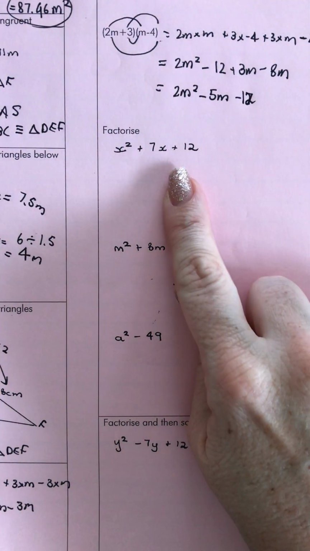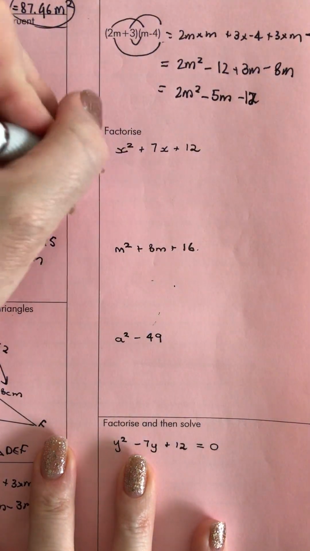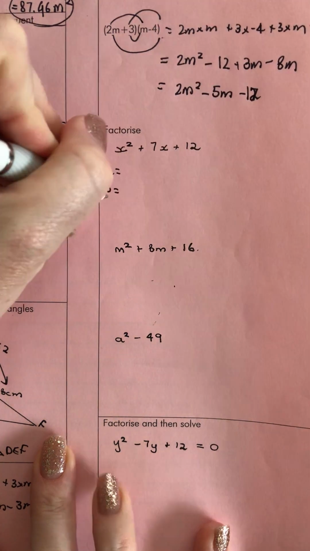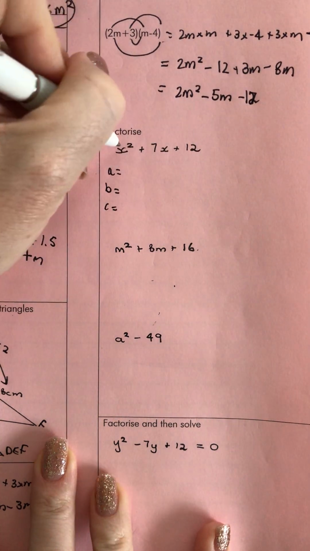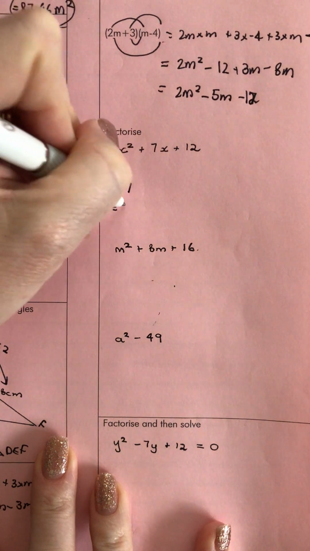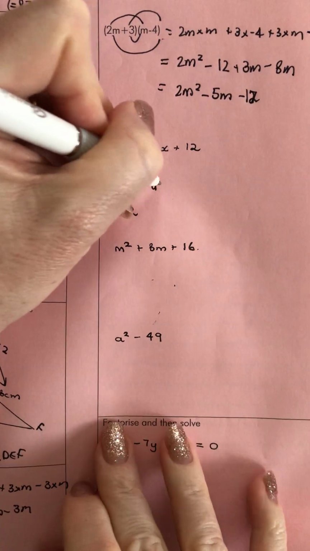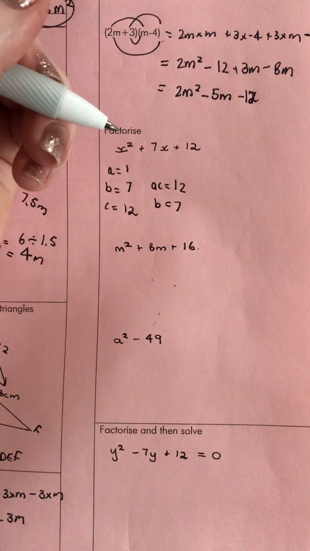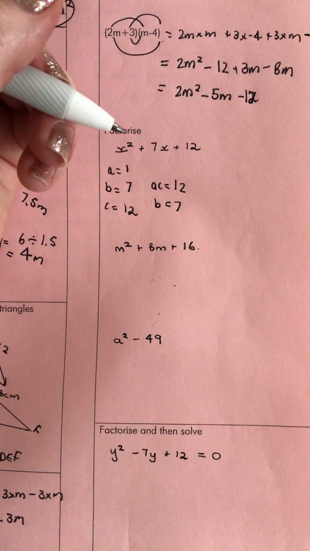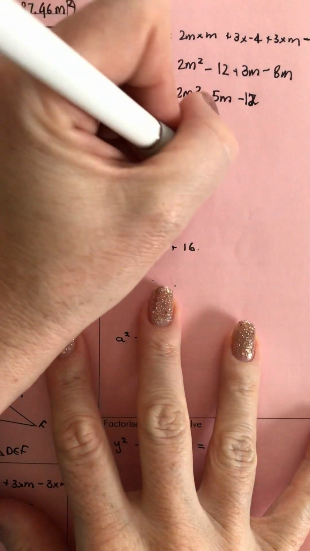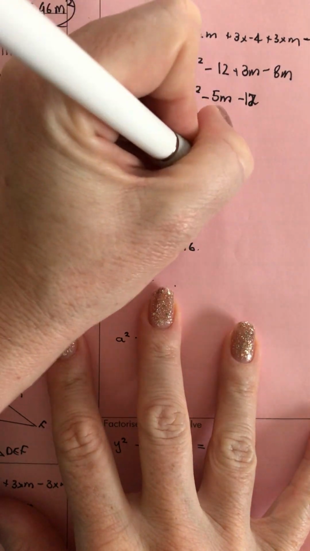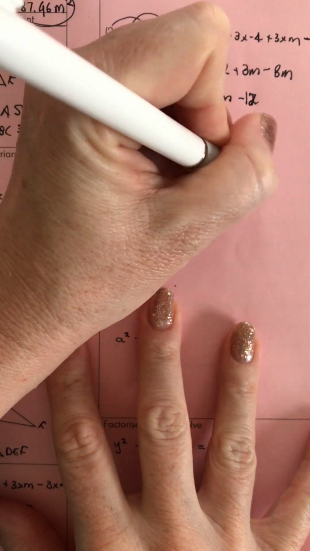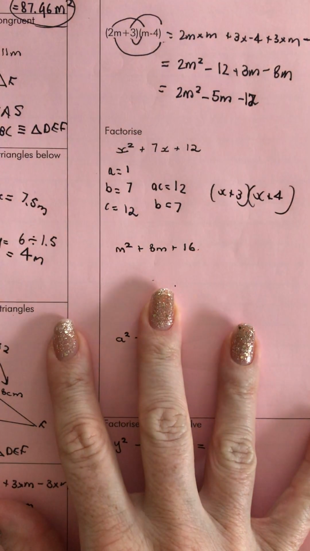Now we're doing some factorising. So for our factorising ones, we're writing down our a equals, b equals, c equals. So our a equals 1, b equals 7, c equals 12. So we're looking for two numbers that multiply to give 12, but add to give 7. Now we know that 3 and 4 multiply to give 12, and 3 plus 4 equals 7. So we can write x plus 3 and x plus 4.